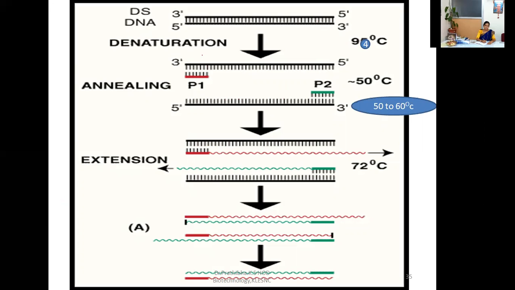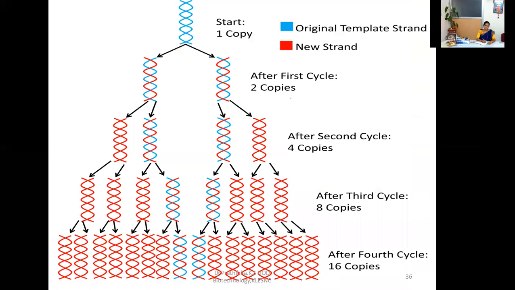Okay, here you can see denaturation, annealing, and extension. This is primer one, and this is primer two. You must always keep in mind that the primer attaches only to the 3' end. Here you can see this is the original template DNA strand, the blue one, and the red one is the new strand. This was the first copy. From these two strands, after the first cycle, we got the second copies. After the second cycle, we have the 4 copies.